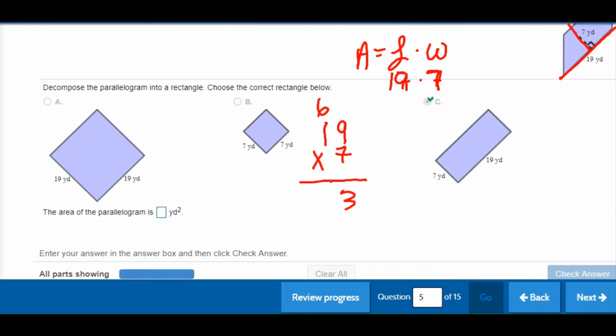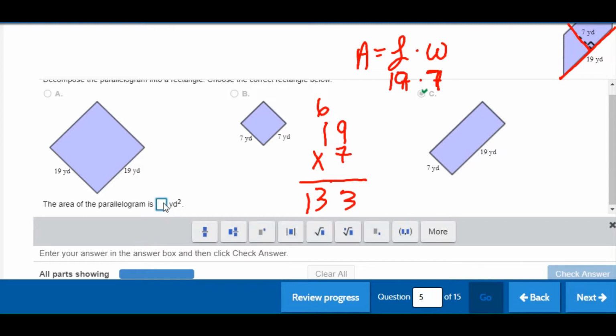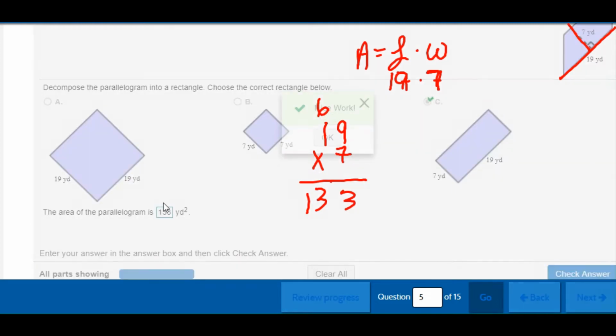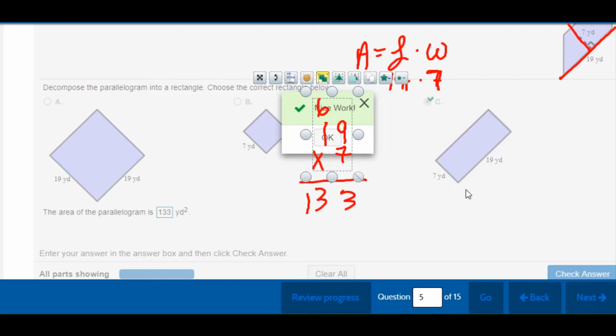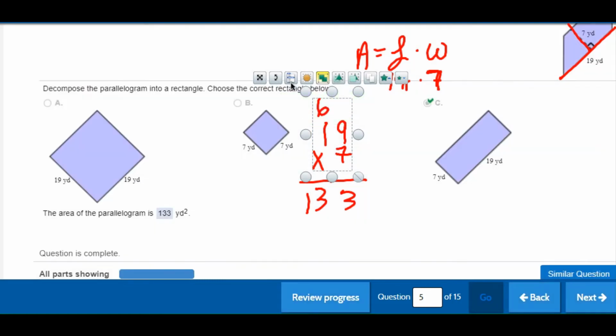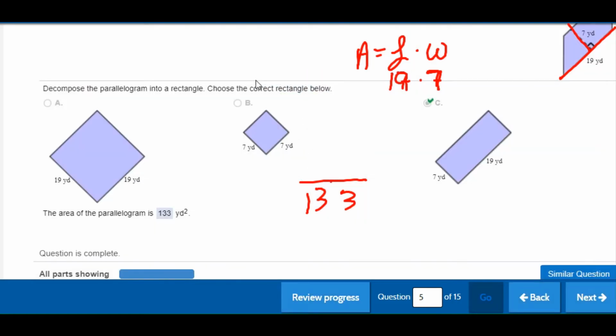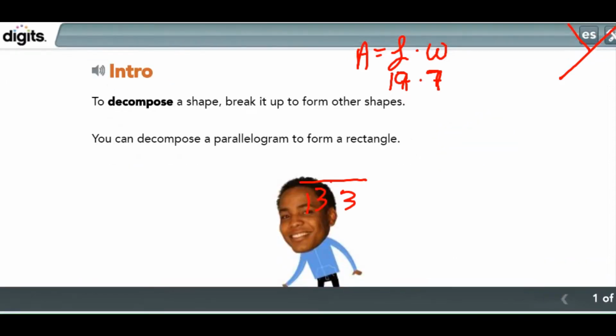63. Which is 133, and then we have yards times yards, which is yards squared. No one should have questions. A parallelogram is just a rectangle that's been slightly shifted. So let's look at this a little more of the reasoning behind that.